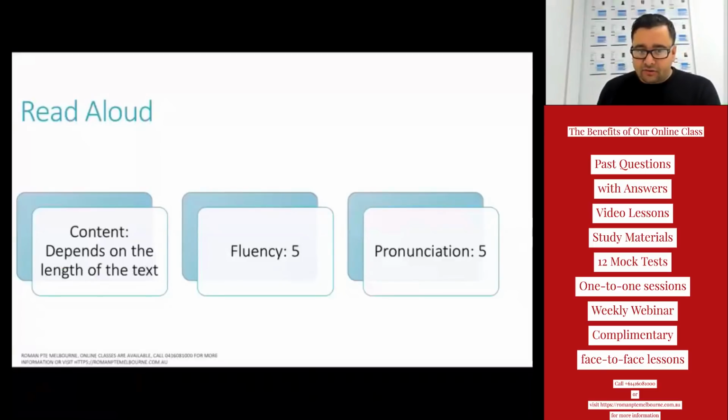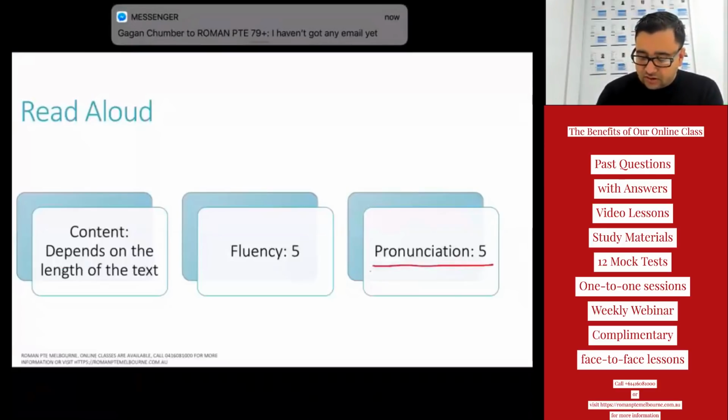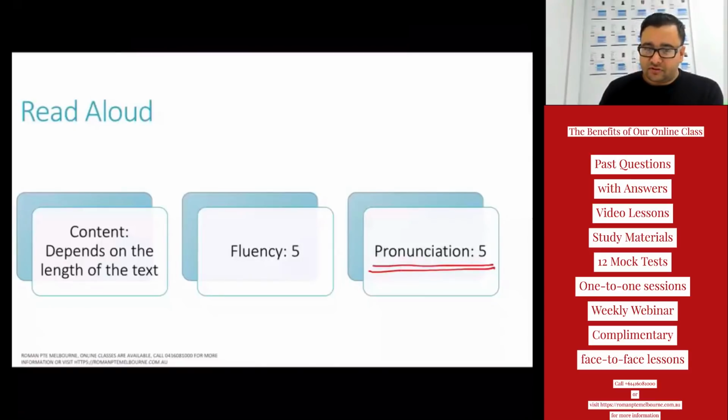Now in read aloud, there are three criteria: content, fluency, and pronunciation. The score for them is like this. For pronunciation, you get 5 points. For fluency, you get 5 points. And for content, it depends on the length of the text.